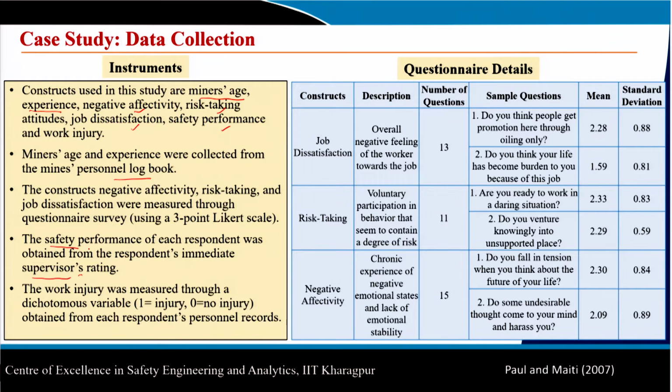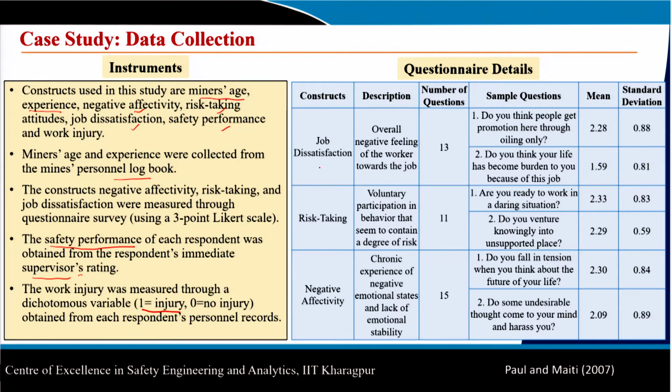So, safety performance, supervisor rating, I think we considered 3 immediate supervisors' ratings, who are basically looking at that. The work injury was measured through a dichotomous variable. The injury group participants got a score of 1 for the work injury variable and 0 for the other group, obtained from each respondent's personal records.